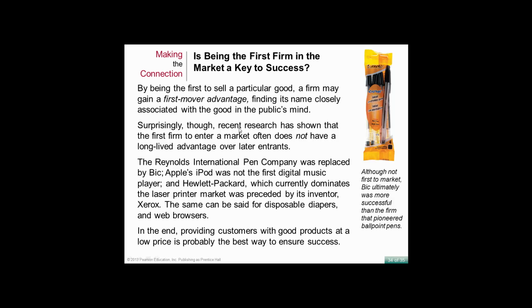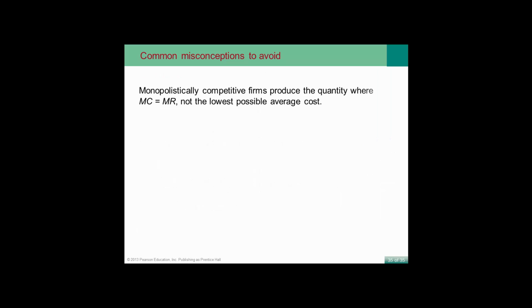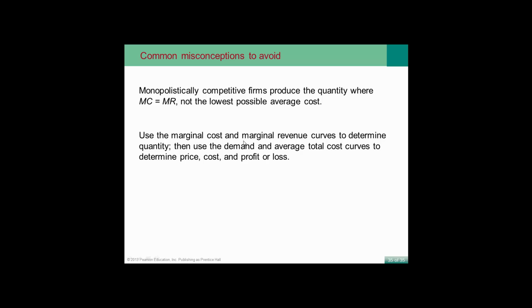So in the end, providing customers with good products at a low price is probably the best way to ensure success and profitability. Some common misconceptions to avoid. Monopolistically competitive firms produce the quantity where MC equals MR, not the lowest average cost. So marginal cost equals marginal revenue. Use the marginal cost and marginal revenue curves to determine quantity. Then use demand and average total cost to determine price, cost, and profit and loss.